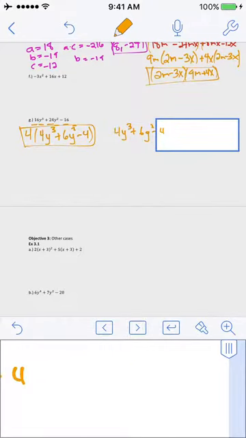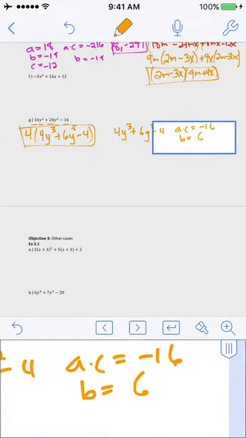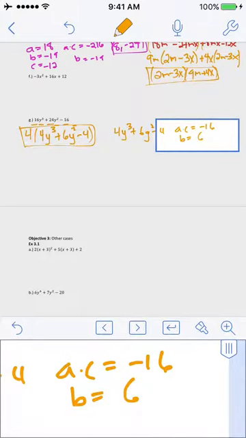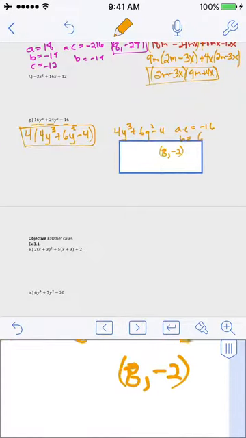I tried to factor it like I have been before. So a times c would be 4 times negative 4, or negative 16. B would be 6, right? Two numbers that multiply to negative 16 add to 6. We kind of already found these. That would be 8 and negative 2, right? So 8 and negative 2.